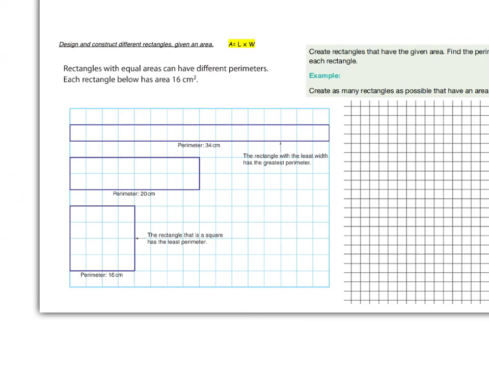Now, the other thing you need to be able to do is design and construct rectangles with a given area. So if I give you the area, you need to come up with a possible rectangle for that. So for example, here I'm finding rectangles with an area of 16. Here our formula helps us again. Our area is length times width. So that means if our area is 16, we need something times something that's going to equal 16.